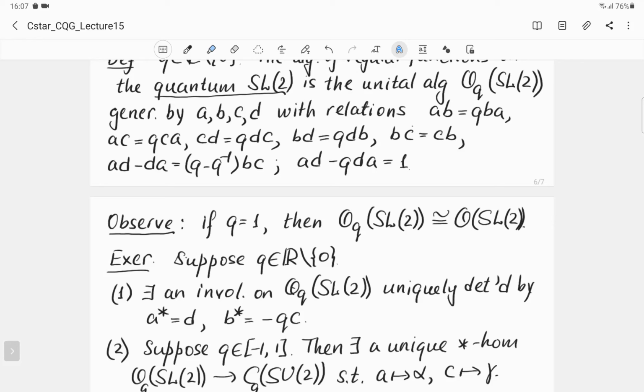Okay, so that's all for today. At the next lecture, we maybe briefly discuss some more examples of compact quantum groups, the so-called free quantum groups. And next, the main goal of the next lecture will be to construct the so-called Haar state on an arbitrary compact quantum group. So the Haar state is a natural non-commutative analog of the Haar measure on a compact group.